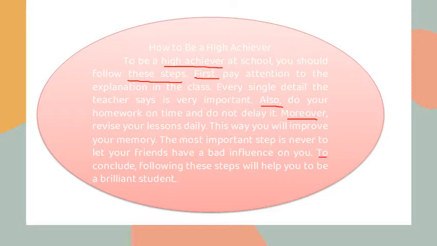To conclude shows me that I have reached the conclusion, the concluding sentence, then I'm going to end my paragraph. Following these steps will help you to be a brilliant student. If you notice, I restated the topic sentence. I mentioned the topic sentence again, but in totally different words, as if I used synonyms, meanings to the words that I used in the topic sentence. So that's how you write a process paragraph.